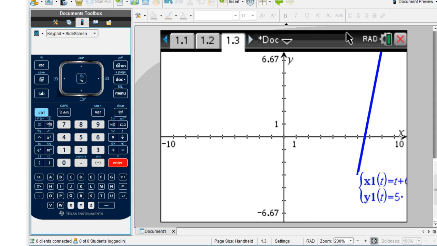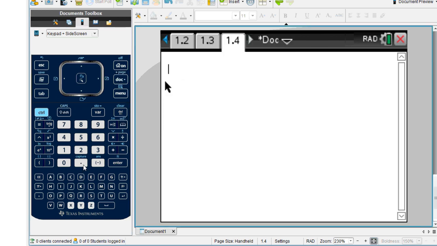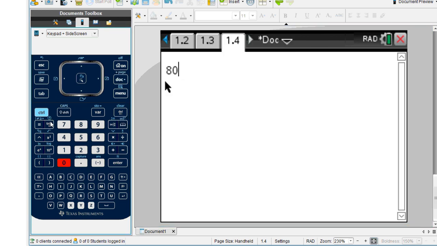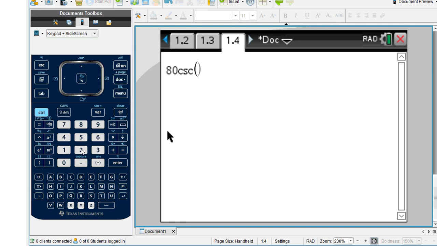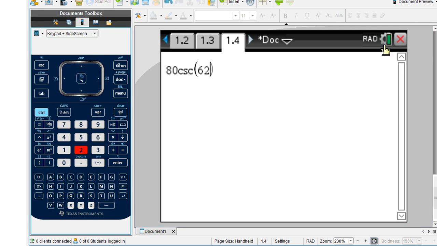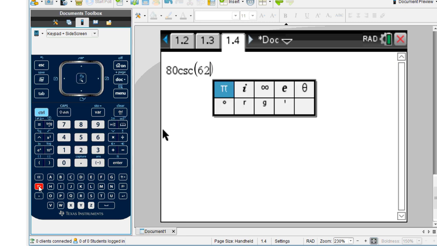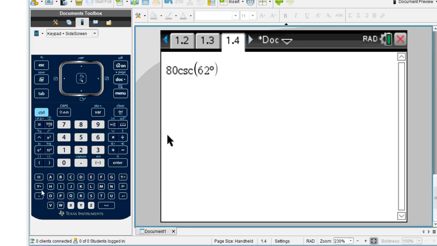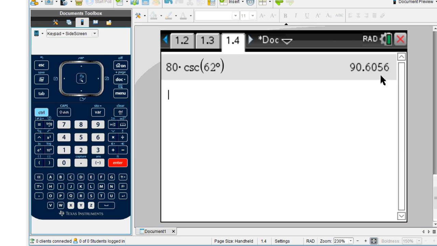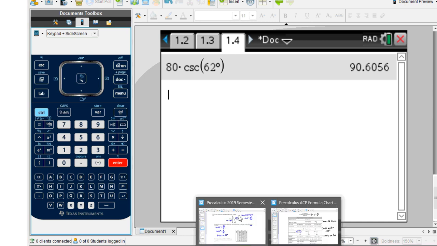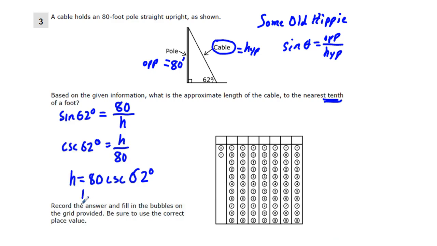So 80 cosecant 62, and my calculator's in radians up here to the upper right, so I'm going to need to enter my little degree symbol by pressing this pi here and then going down there. So we get 90.6. That'll be to the nearest tenth of a foot. So h is equal to 90.6 feet.